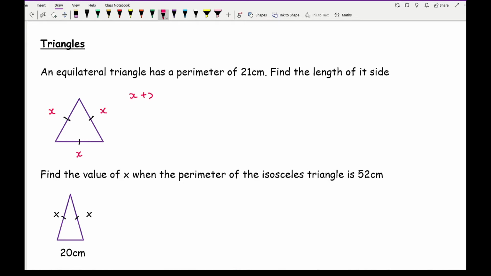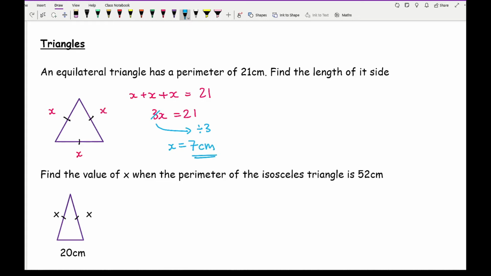So I've got x plus x plus x, and that equals 21. So I've got 3x equals 21. And again I want to get x by itself, so I need to get rid of the 3, and I do that by dividing by 3. So x equals 7 centimeters, and there is my final answer.